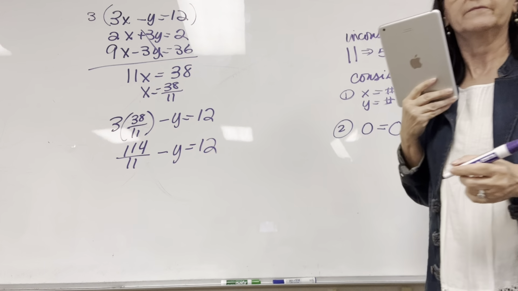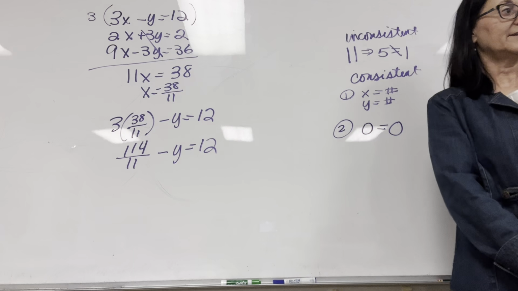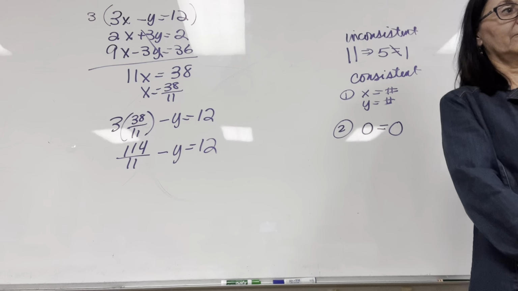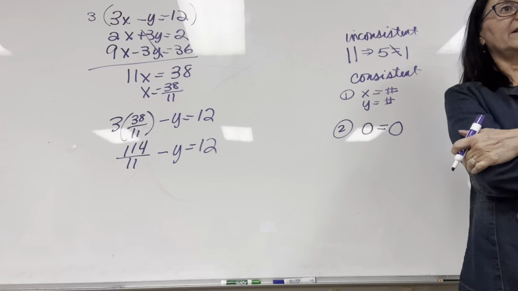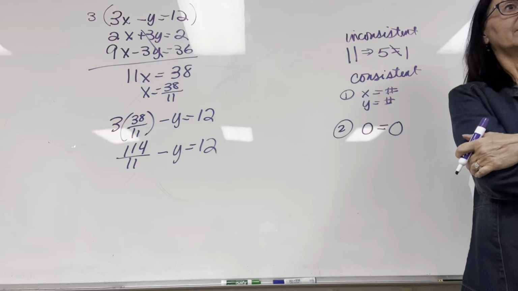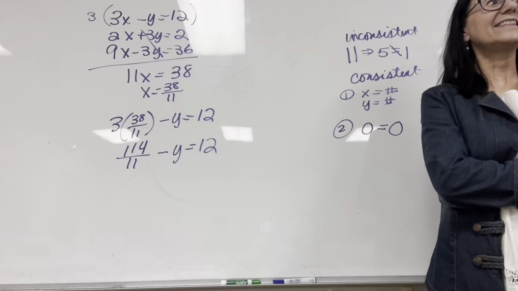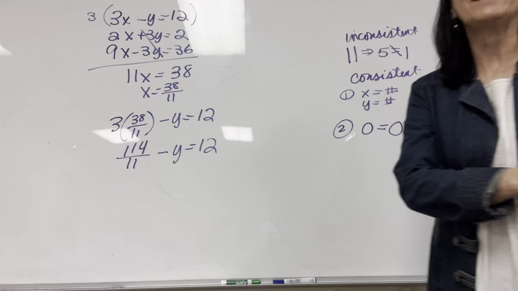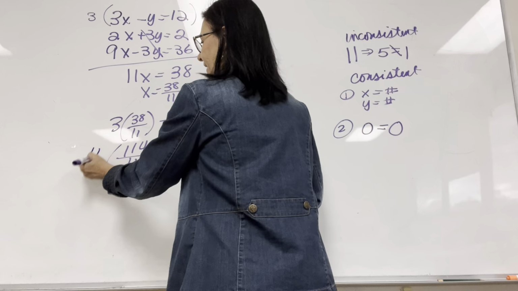Now what would you do? Add y, subtract. Okay, I'd do something different. When you have an equal sign, you... Wait, somebody said it. Eliminate the denominator. Oh my goodness. Multiply every term by 11.